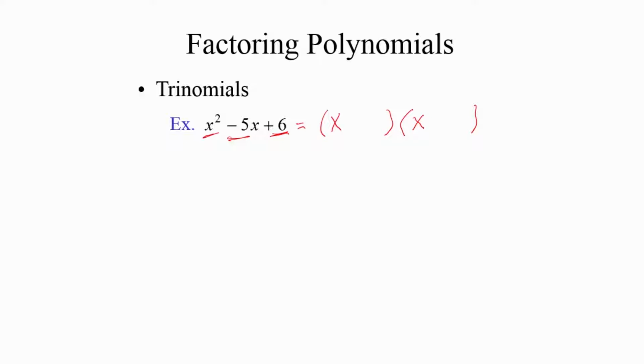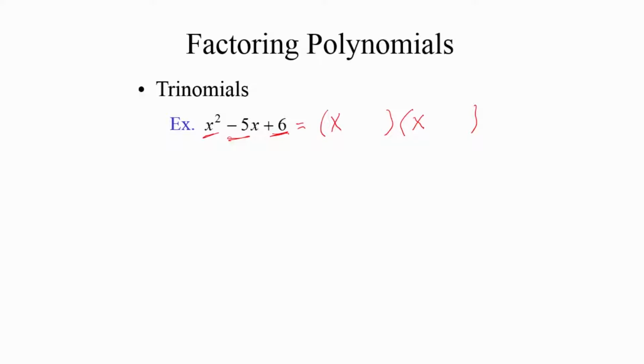Okay? So plus 1 times plus 6. Well, 1 times 6 is 6. That's correct for the last term. But when you add them up, you get 7, not minus 5. So that is out of the question.